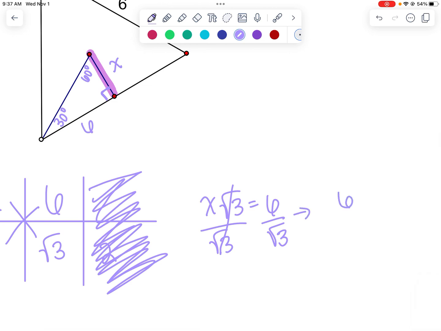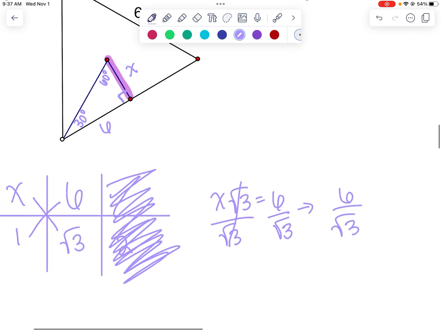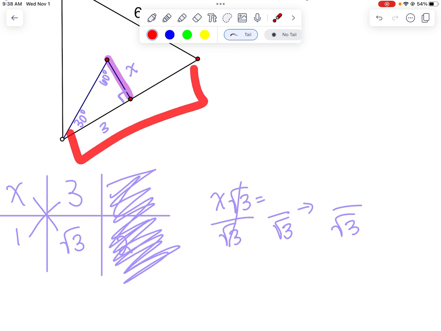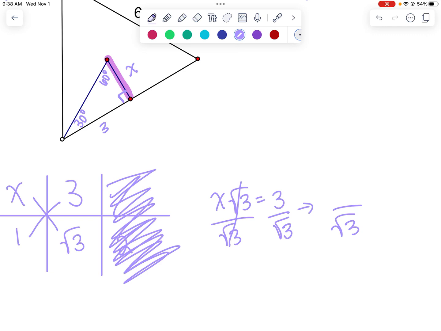So then I have 6 over root 3. Oh, I messed up, y'all. My bad, my bad. It shouldn't be a 6. It should be a 3 because it's half of it. I knew I went wrong somewhere along the way. I blame the coffee. This is 3 because this whole thing was 6. So this piece right here would just be 3. My bad. So 3 over root 3.